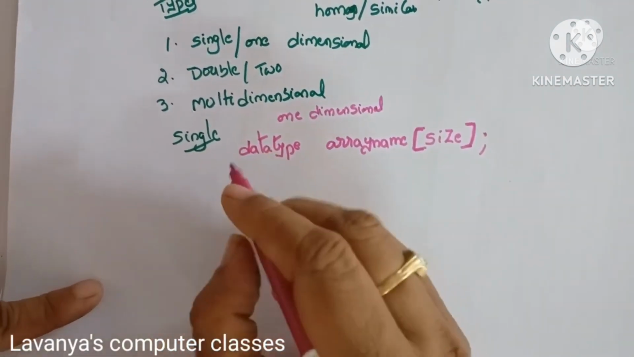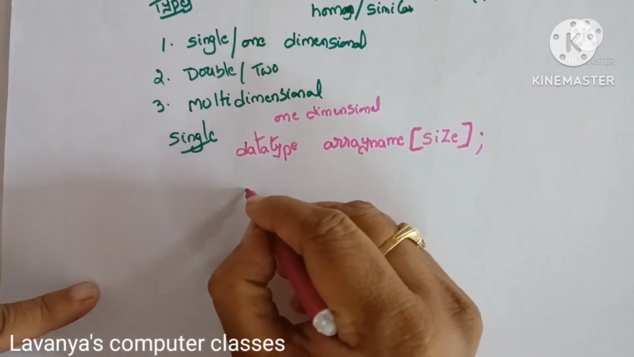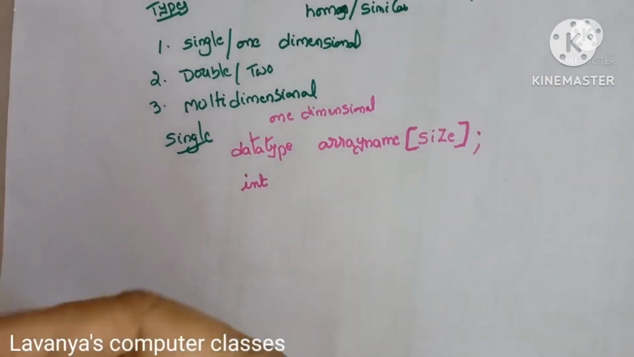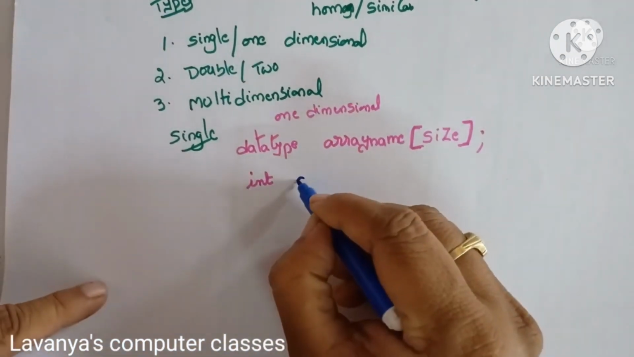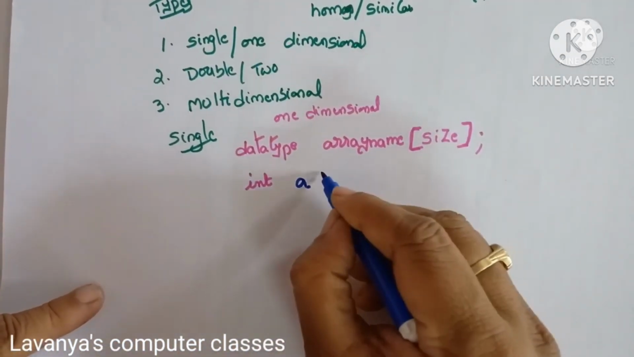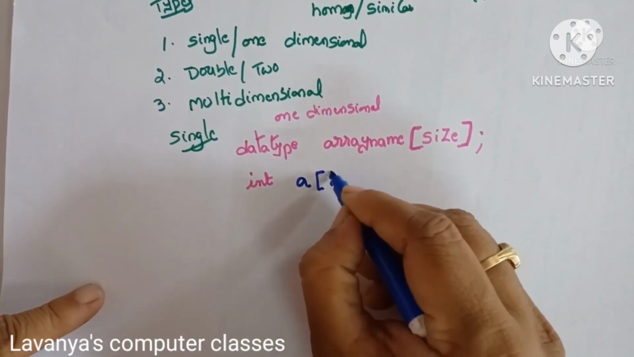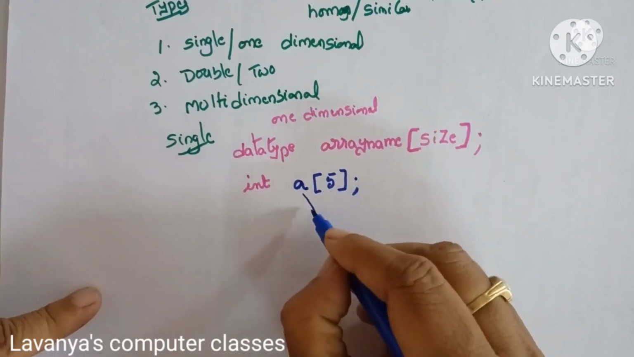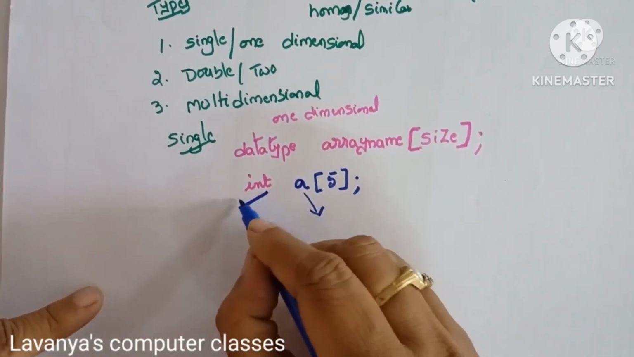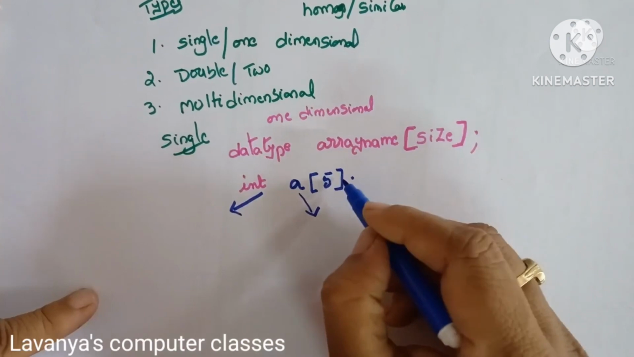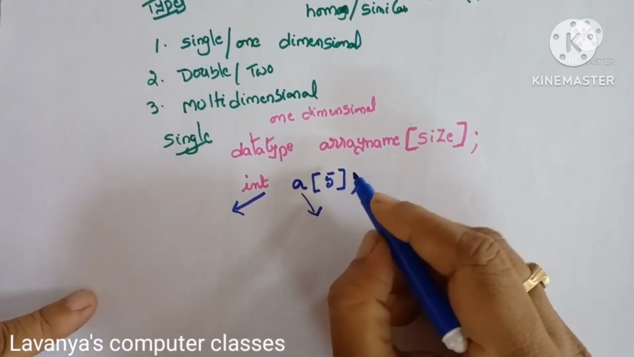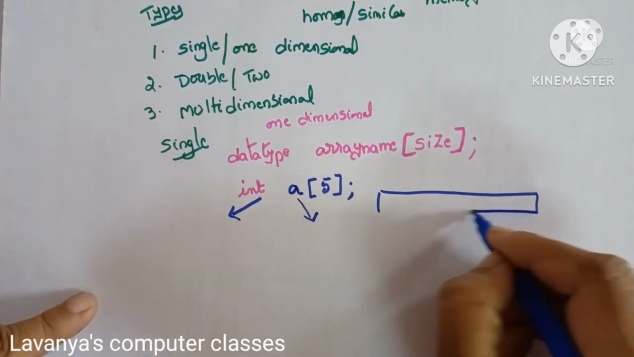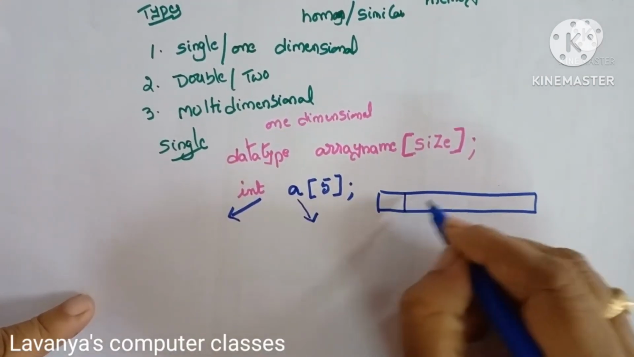For example, I want to save and keep 5 elements, all belonging to the same data type like integer. So the data type is integer. The name of the array is A, and how many elements do I want to store? 5. So in the size I specify 5. Int A of 5. So what is A? A is the name of the array, int is the data type and 5 is the size of the array. That is called a subscript, a single subscript. That's why it is called a one dimensional array.